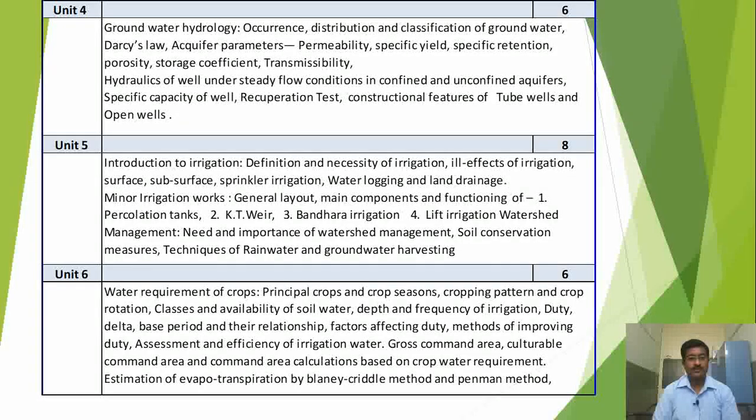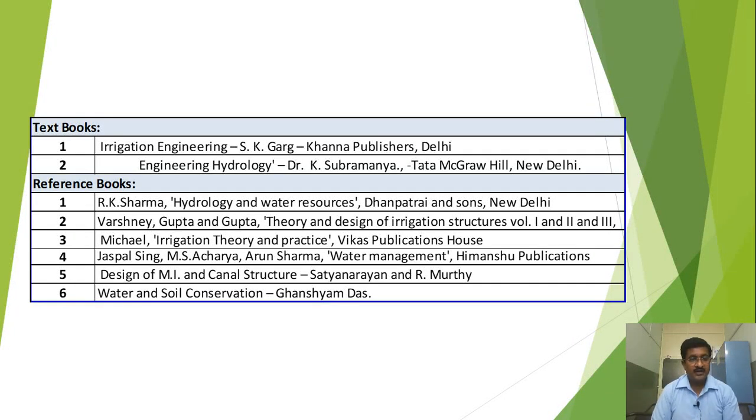Then unit number 6, if you see, 6 lectures are allocated, and contents are water requirement of crops, principal crops and crop seasons, cropping pattern and crop rotation, classes and availability of soil water, depth and frequency of irrigation, duty, delta, base period and their relationship, factors affecting duty, methods of improving duty, assessment and efficiency of irrigation water, gross command area, culturable command area calculations based on crop water requirement, estimation of evapotranspiration by Blaney-Criddle method and Penman method.